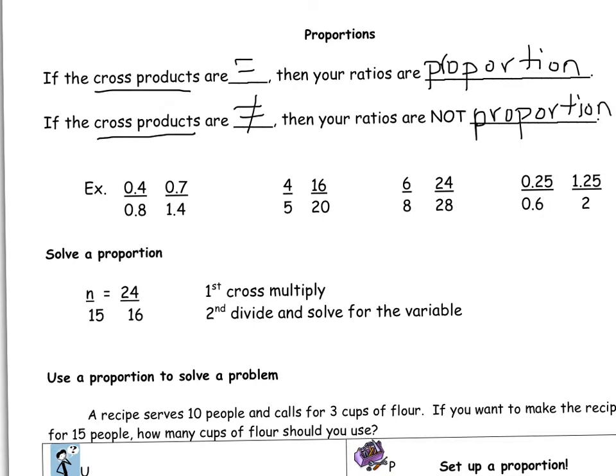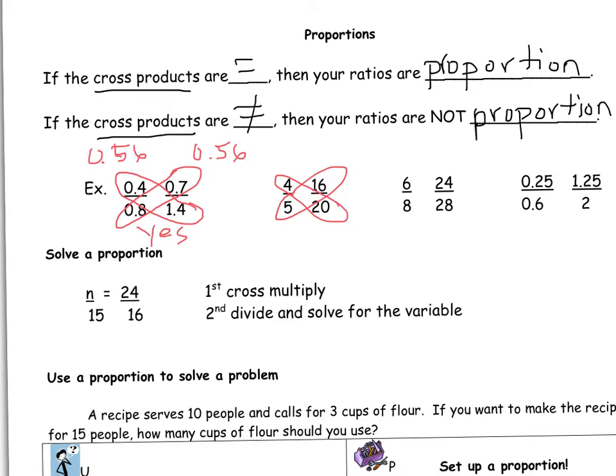So what you're going to do is multiply across from each other. And so 0.8 times 0.7 gives you 0.56. And 1.4 times 0.4 is also 0.56. So you would say, yes, those are proportional. You've got a proportion. Check the next one.